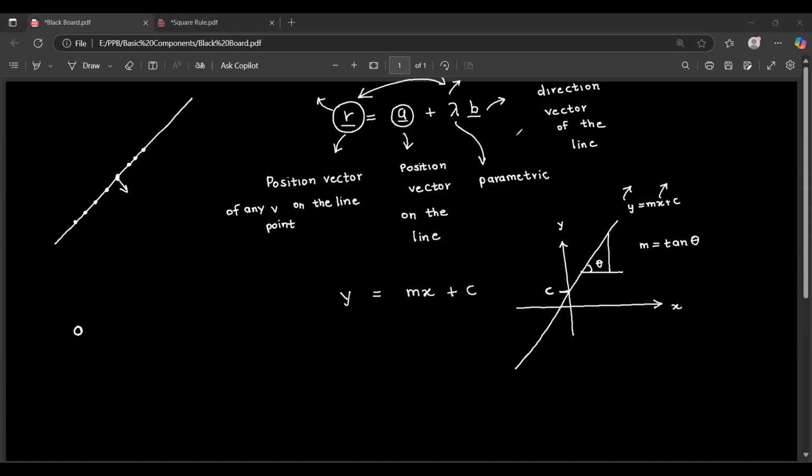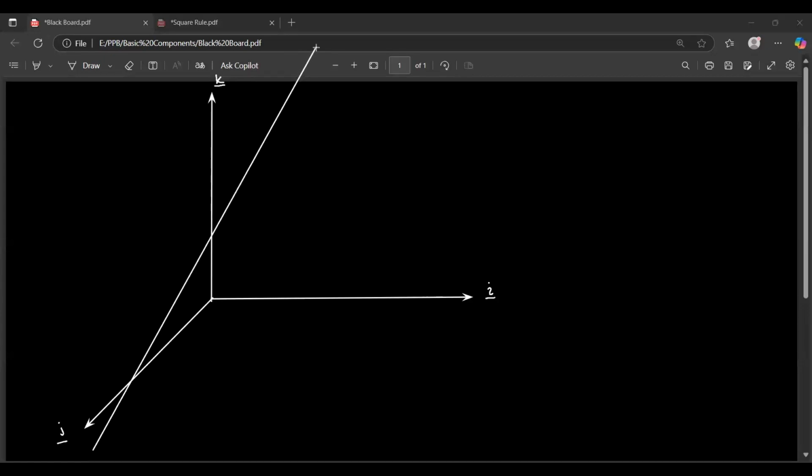Here also it works like this. Let's talk in 3 dimensions, it doesn't matter because it's just a straight line. The dimensions that we know: i, j, and k. So we have i, we have j, and we have k here. Let's say there is a line that passes through all these three dimensions, so it's in space.